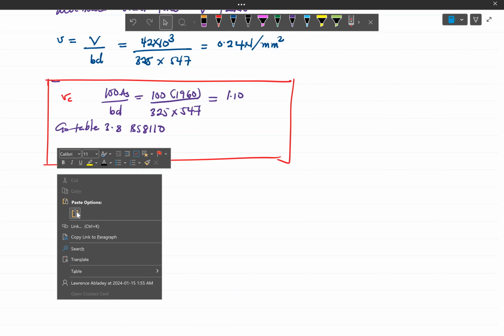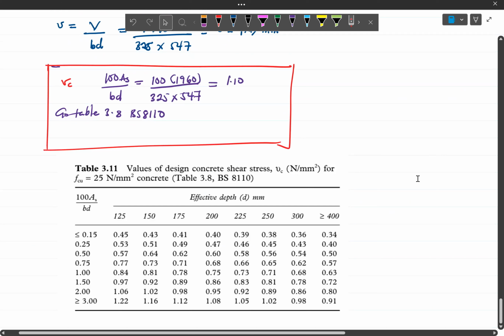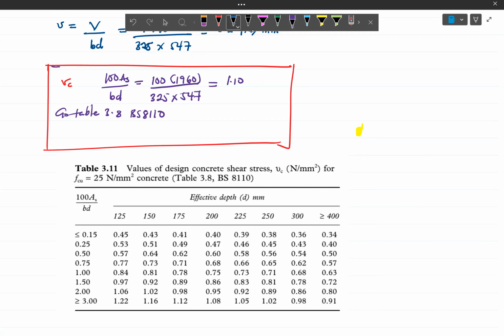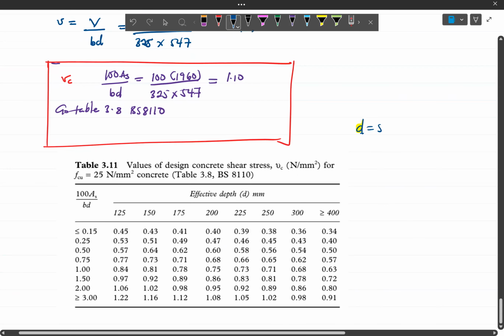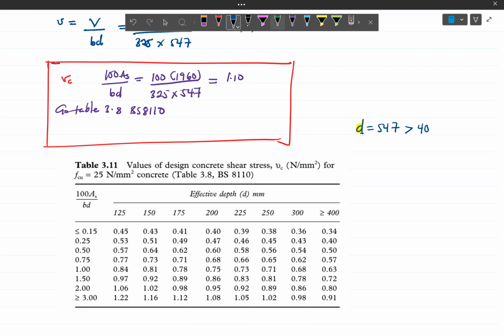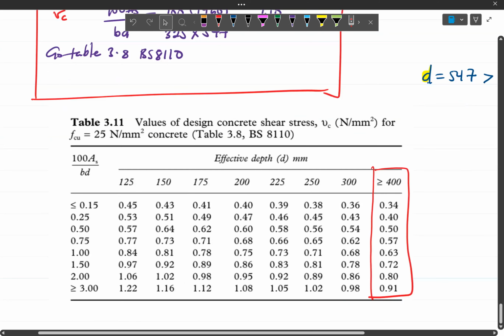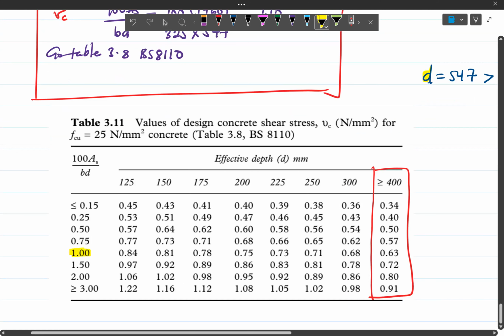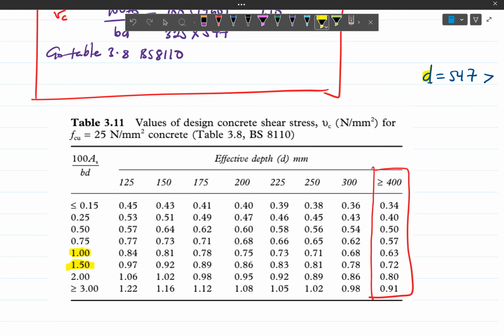So let's put it here. Great. Okay. So D is 547, which is greater than 400. All right. So it means that we will be looking at values in this sector. Then our 100 AS over BD is 1.1. Okay. Now, if you come here, we have 1 and we have 1.5. We don't have 1.1. So it means that somewhere in here is 1.1.